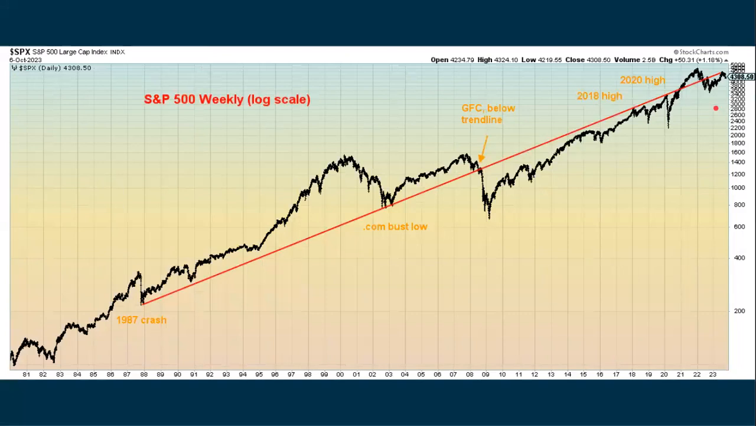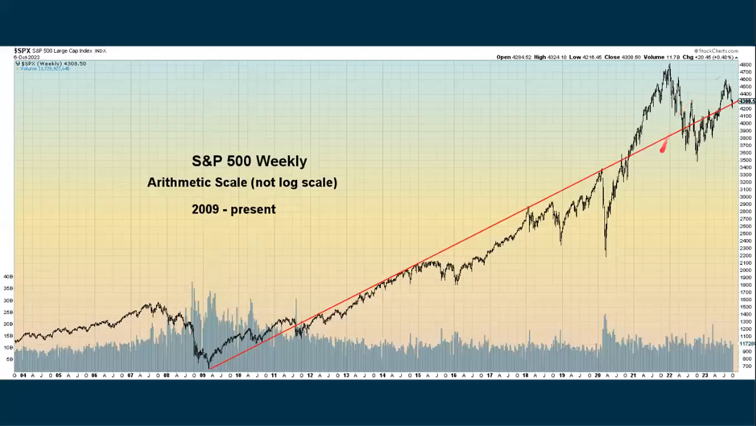This is also going back to the 1987 crash, a long-term trend line, and we're still having difficulties breaking above that for the S&P. This is what I referred to earlier with the trend channel. This is more of a refined measurement where we're right on the trend line right now. So that's marking some indecisiveness. This is an arithmetic scale.